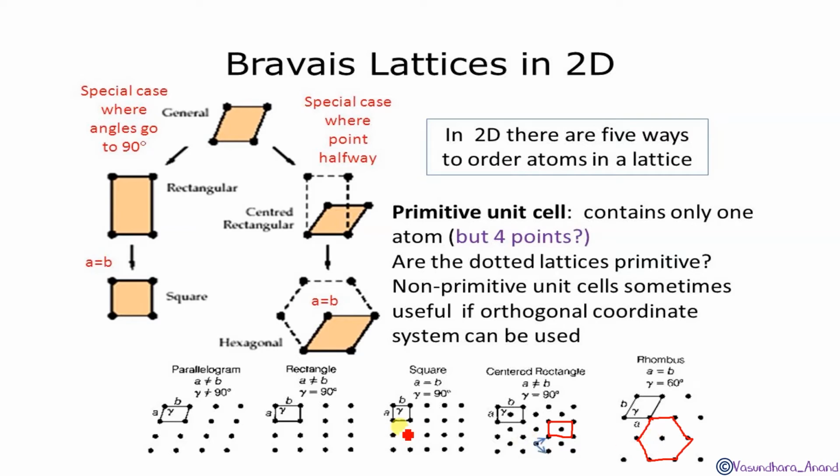Okay, now in this case, it's quite clear. Parallelogram: A and B will not be equal, and the angle will also not be 90 degree. Rectangular: A and B will not be equal, but gamma, the angle between A and B, will be 90 degree. Square: A and B will be equal, and gamma, the angle, will be 90 degree. Centered rectangle: A and B will not be equal, but the angle will be 90 degree.